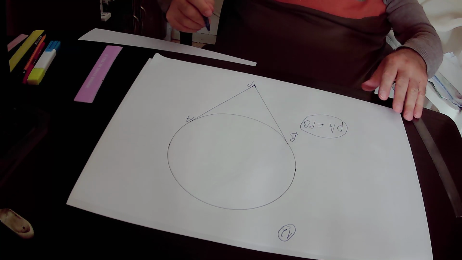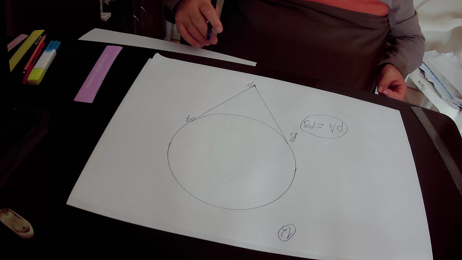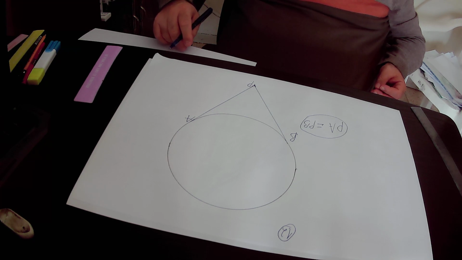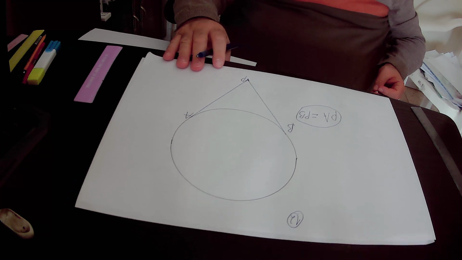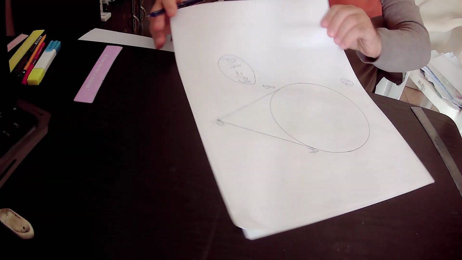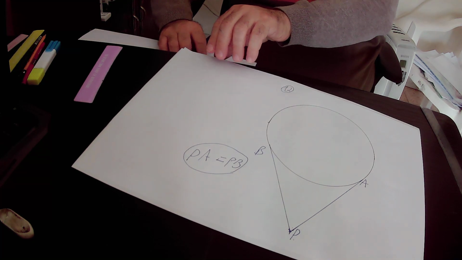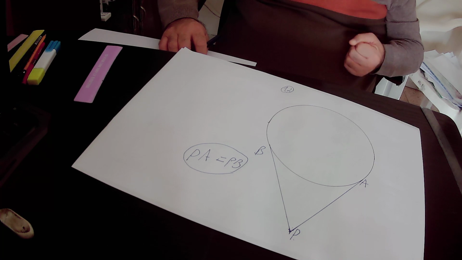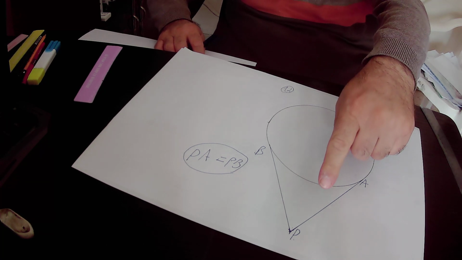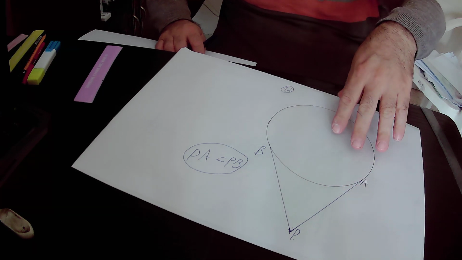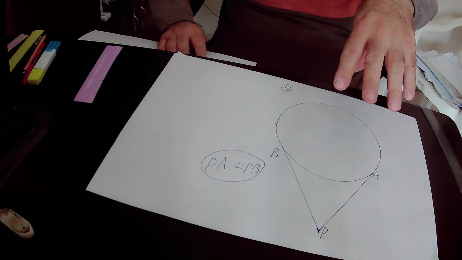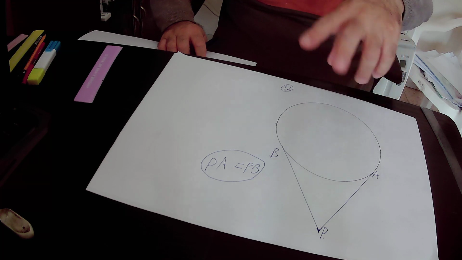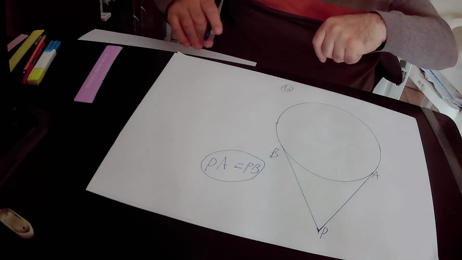Again, whenever you have an external point of a circle and you draw two tangents to that circle, then the lengths of those two tangents will be equal to each other. Okay? In this case, PA equals PB. Why? Because when you draw two tangents from a common external point, like in this drawing, point P is a common external point, then according to rule number 8, the lengths of those two tangents will be equal to each other. This is to say PA equals PB.